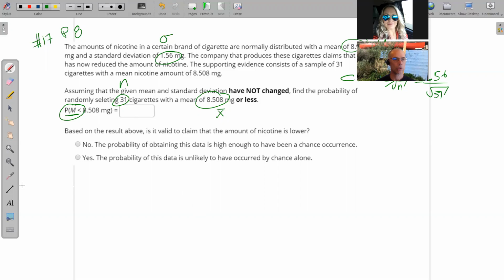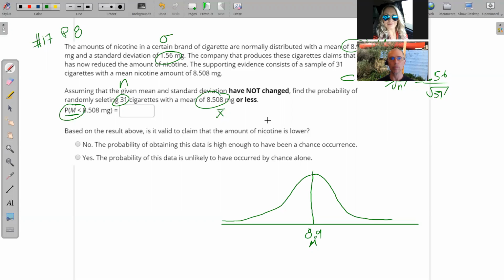So then my picture. If I don't have this picture, then I don't know where things go in StatKey. Put the population mean always in the middle, 8.9. And then we have to figure out where the sample mean goes. So this right here is my mu, and that is smaller, so that's going to be somewhere in this range over here. So let's guess 8.5 is around there.